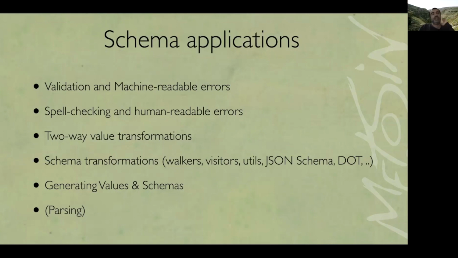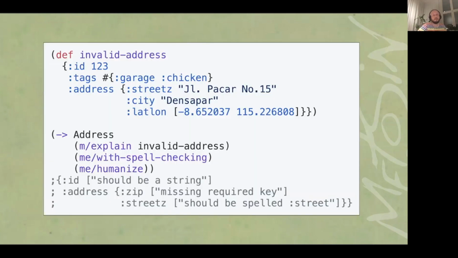How does spell checking work if the map is open? So how do you know if it's an error or it's intent? It shows in here. So if it's open, you don't know whether it was an extra key or a spelling error. But there's a utility, you can take any kind of schema and recursively close it. So you can take a schema, recursively close it, explain the value against that, then do the spell checking against that, and then humanize it.